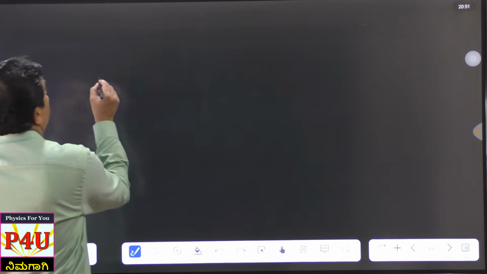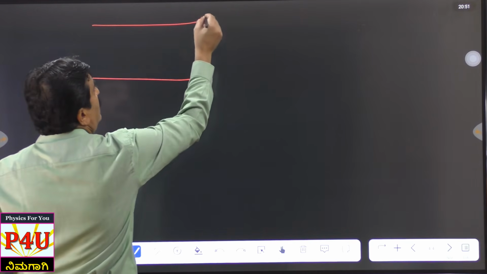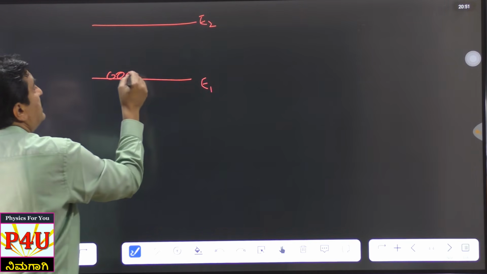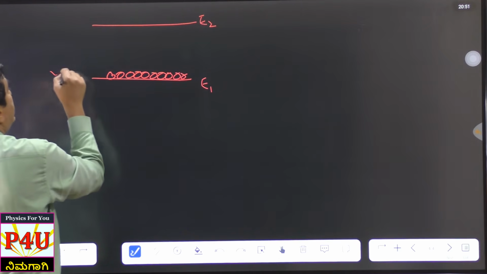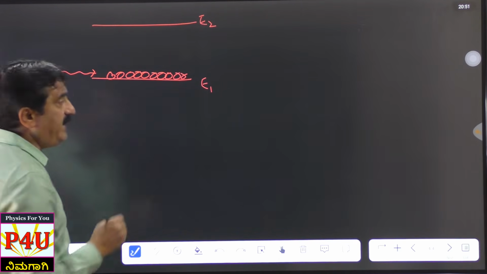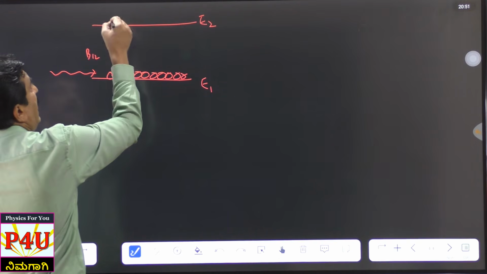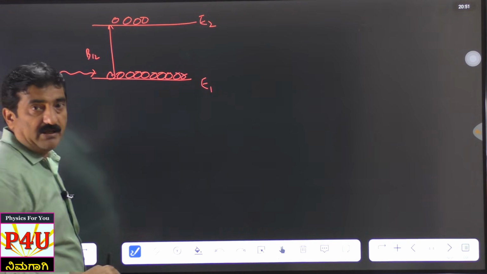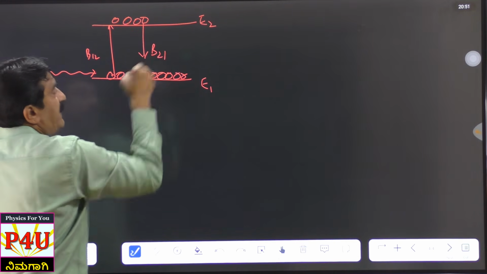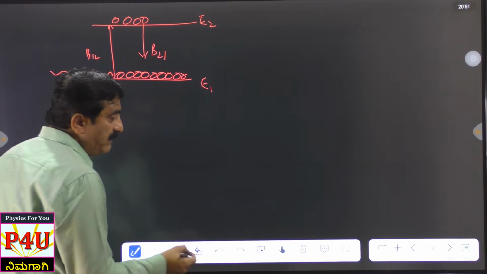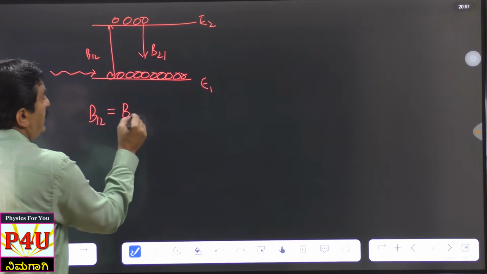Well, I have two levels, ground state and excited state, say E1 and E2. Atoms are there in the ground state, more number of atoms are in the ground state. Now you send the radiation. When you send the radiation, atoms are absorbed, so this is B12. So when atoms are absorbed, they will go to higher level, and they will come down to ground level, that is B21. According to previous relation, B12 is equal to B21.